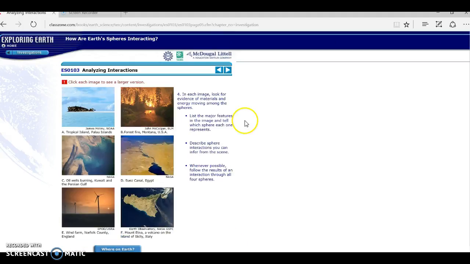Your assignment is going to be basically taking one of these pictures and giving us those interactions. I will link this page at the end so you can see this a little bit more, but you're going to follow exactly along with these directions, except you're going to pick one. You're not going to do each one. List the major features. Describe the sphere interactions that you can infer from the scene. And whenever possible, try to include all four spheres that we're talking about when you're analyzing the picture.